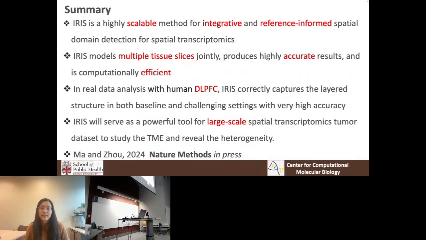And in real data analysis with different tissues, here we show the human DLPFC, for which the manual annotation is available. It captures the layer structure in both baseline and challenging settings with very high accuracy that was not achieved by all the current methods. We hope that it will serve as a powerful tool for large-scale spatial transcriptomics tumor datasets to study the tumor microenvironment and reveal its heterogeneity. But it's robust to be applicable to a wide range of tissue settings.